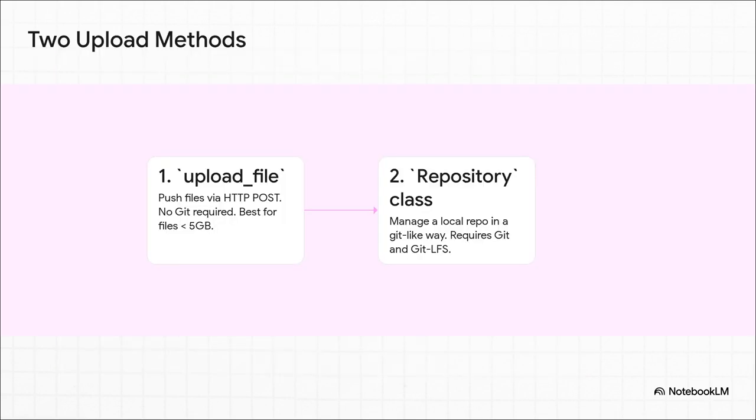Now, inside this library, you've got 2 main tools. For a quick one-off upload of a file that's under 5 gigs, upload_file is perfect. It's fast, and you don't even need Git installed. But for managing a whole project with lots of files, the Repository class gives you the full power of Git, letting you add, commit, and push with total precision.